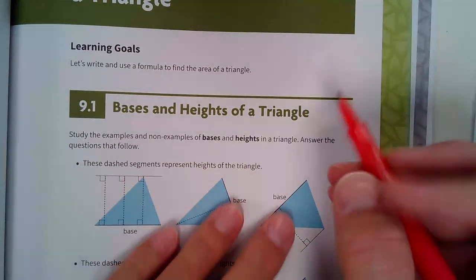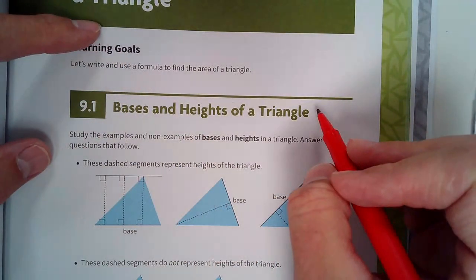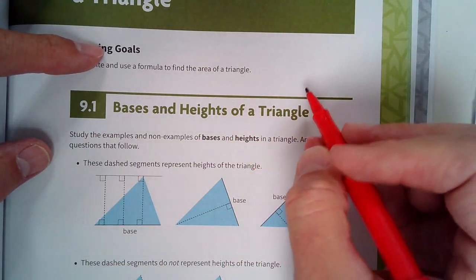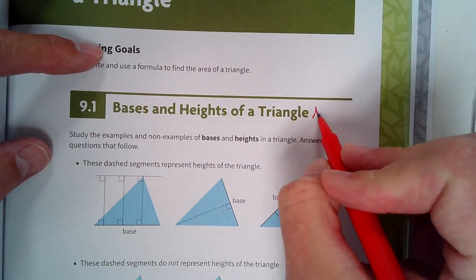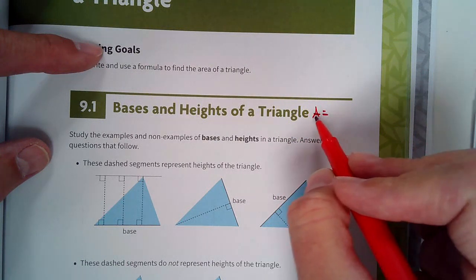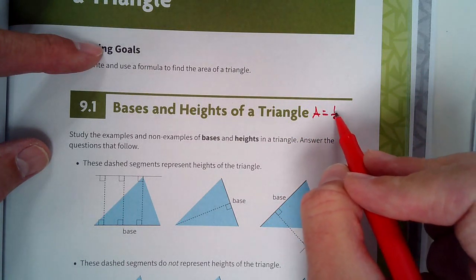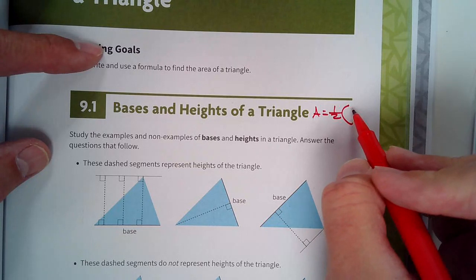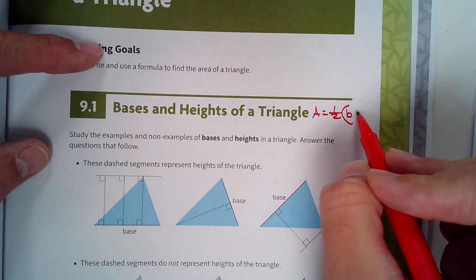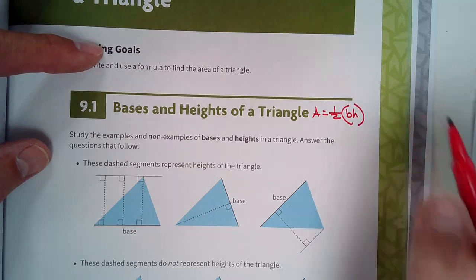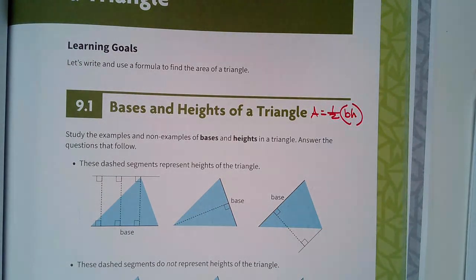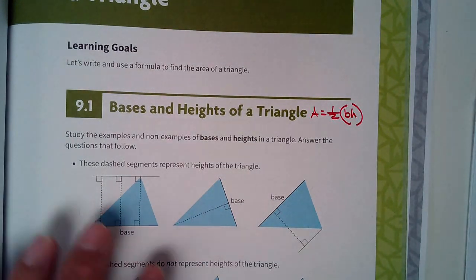Now, right off the bat, I'm just going to do kind of a preemptive strike. And some of you know this already. The formula for the area of a triangle is the area equals 1/2 times the base times the height. Okay? That's the formula for the area of a triangle.